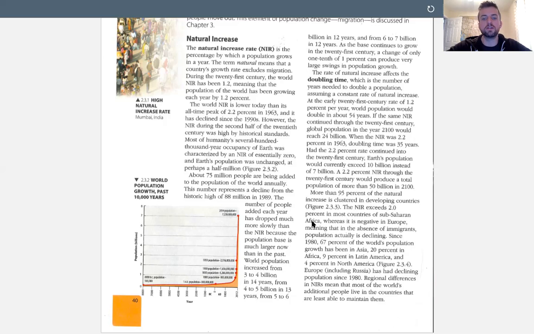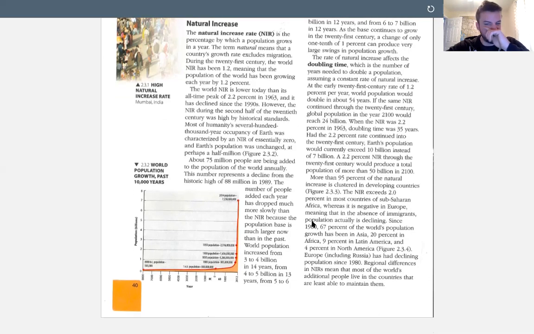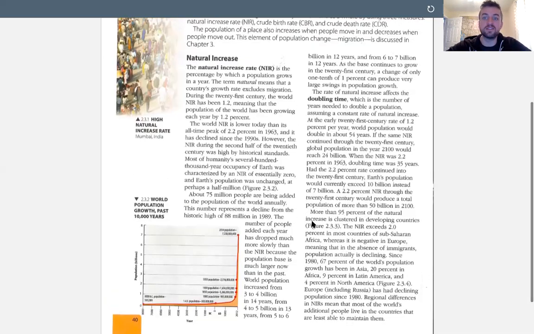World population increased from 3 to 4 billion in 14 years, from 4 to 5 billion in 13 years, from 5 to 6 billion in 12 years, and from 6 to 7 billion in 12 years. As the base continues to grow in the 21st century, a change of only 0.1% can produce very large swings in population growth.